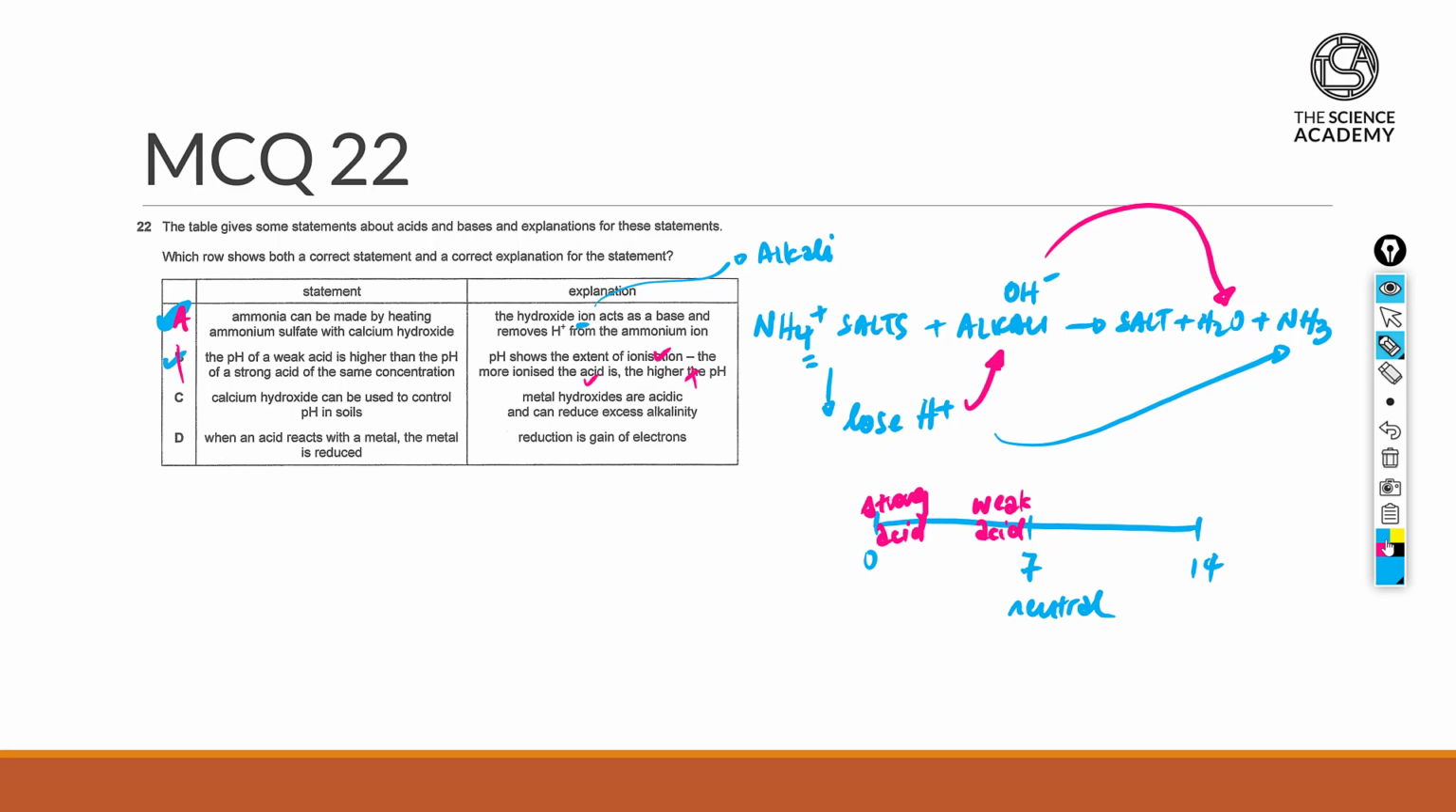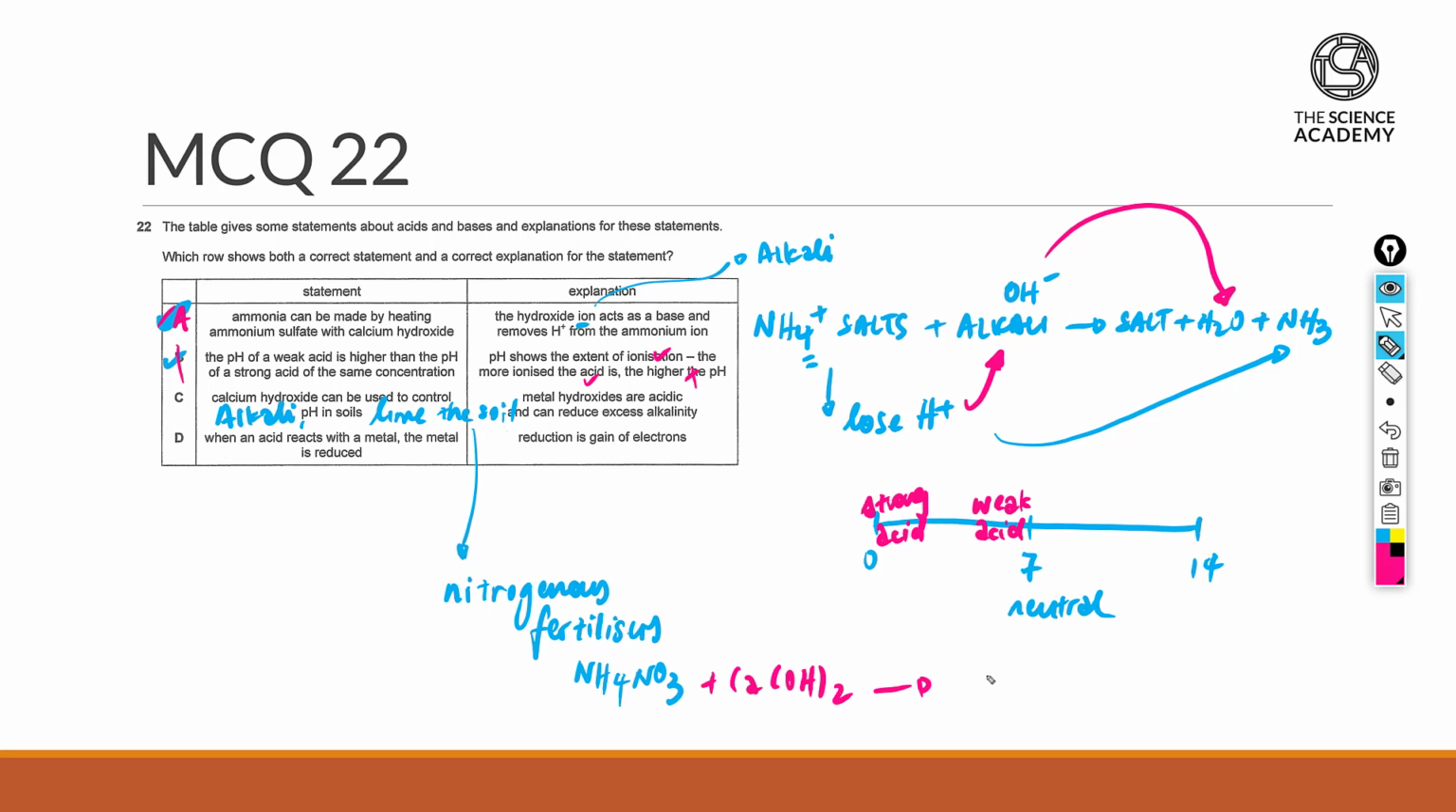For option C, calcium hydroxide can be used to control the pH in soil. Calcium hydroxide is an alkali, so this is particularly useful if you're trying to lime the soil to decrease the acidity of the soil, but care has to be taken to make sure that the soil does not have nitrogenous based fertilizers, especially fertilizers like ammonium nitrate, because if we were to add calcium hydroxide over here, this is reminiscent of the reaction in A.